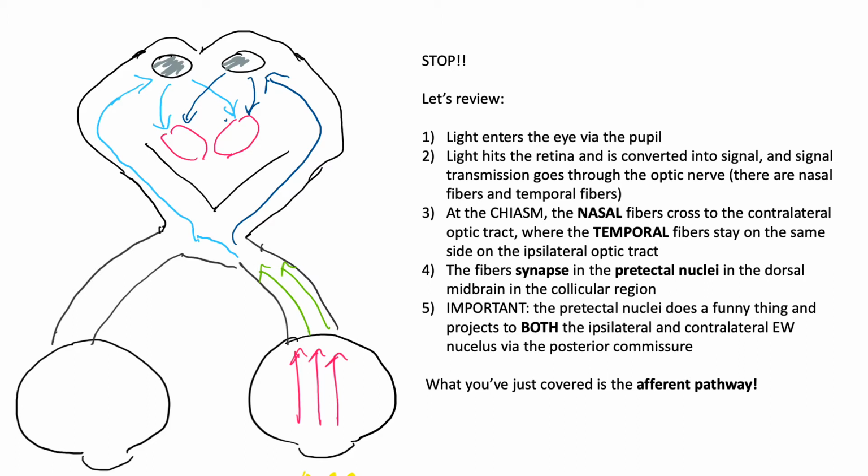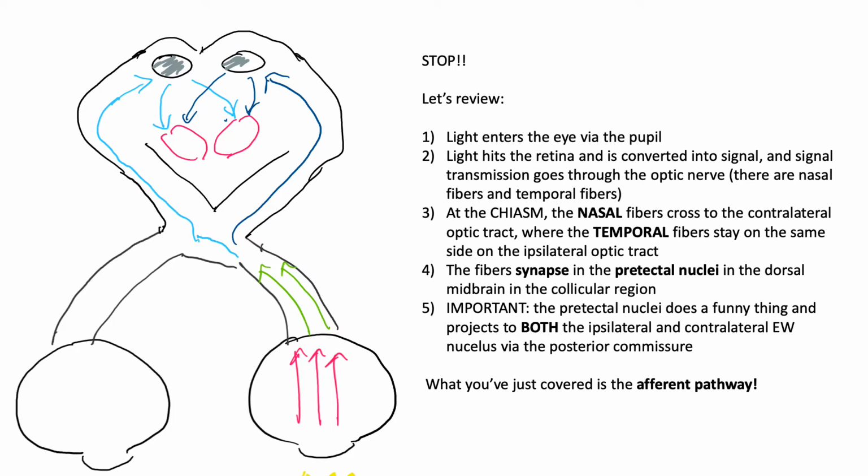At the chiasm, the nasal fibers cross to the contralateral optic tract, while the temporal fibers stay on the same side, in the ipsilateral optic tract. The fibers then synapse in the pretectal nuclei in the dorsal midbrain in the collicular region.